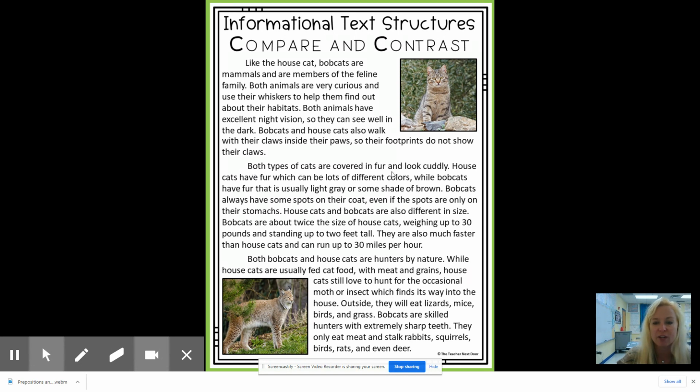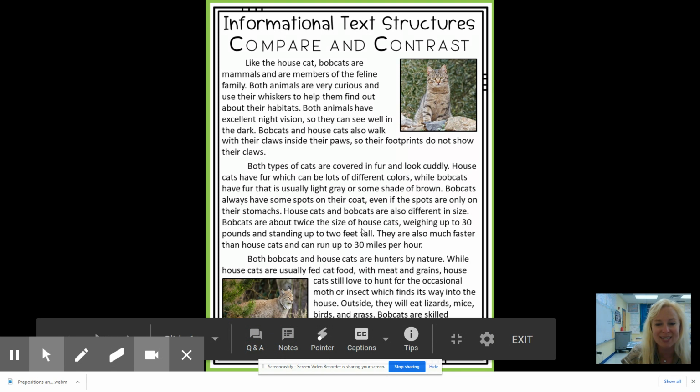Both types of cats are covered in fur and look cuddly. House cats have fur which can be lots of different colors. While, here's another clue word for the compare and contrast text structure, because it's showing a difference. While bobcats have fur that is usually light gray or some shade of brown. Bobcats always have some spots on their coat, even if the spots are only on their stomachs. House cats and bobcats are also different. There's a clue word in size.